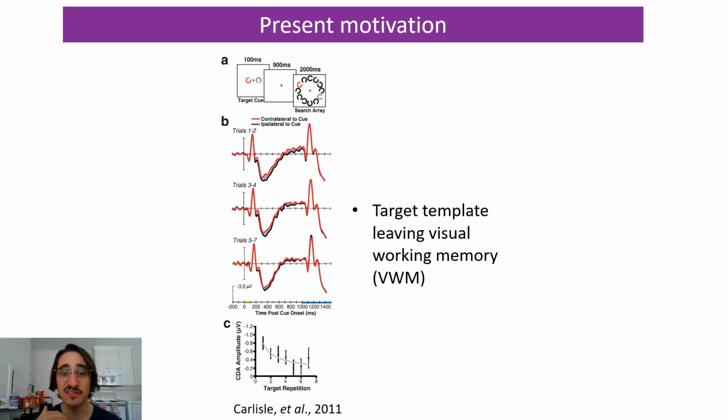And evidence from the CDA amplitude in the present investigation indicates that the decline in the CDA does not predict whether a participant is going to later remember an image that they repeatedly searched for. However, the N2pc amplitude is predictive of whether a participant is going to later remember a search target.